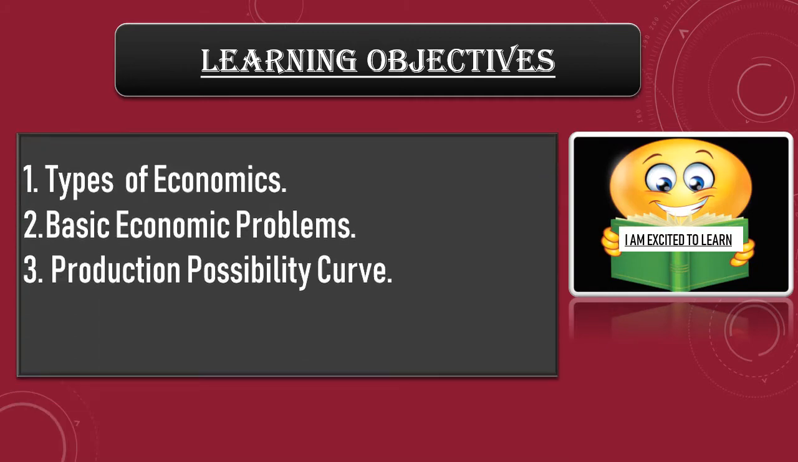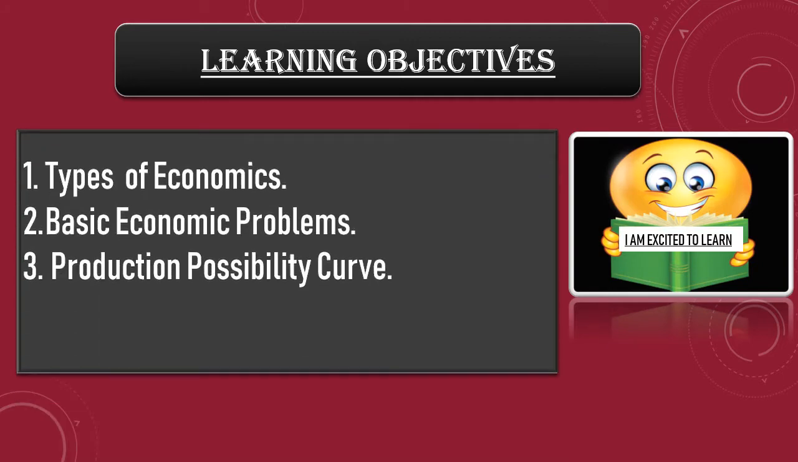First of all, we will complete the remaining types of economics, as you have understood microeconomics and macroeconomics in detail in the previous video. In today's video, you will see the other remaining types of economics. Then we will see the basic economic problems, which are a very important topic in this chapter. And the third and very interesting topic is the production possibility curve.